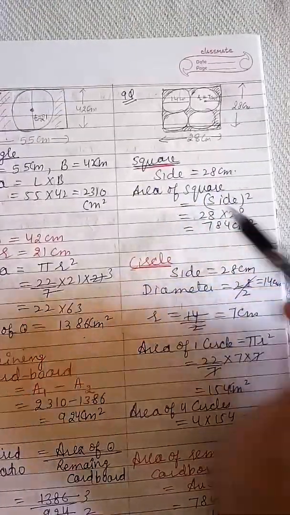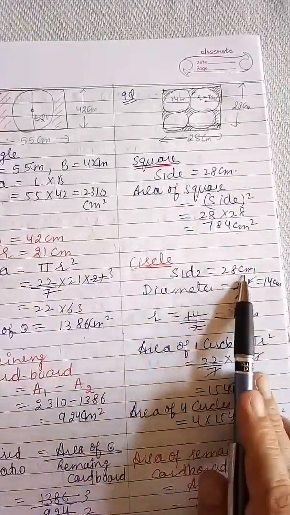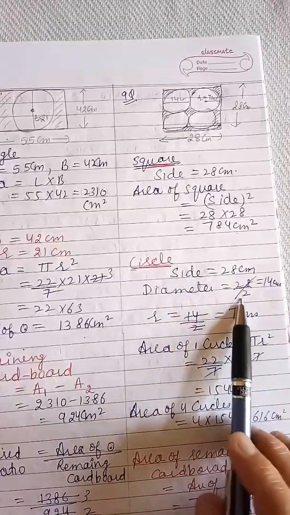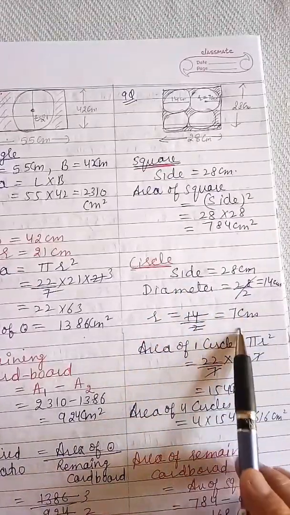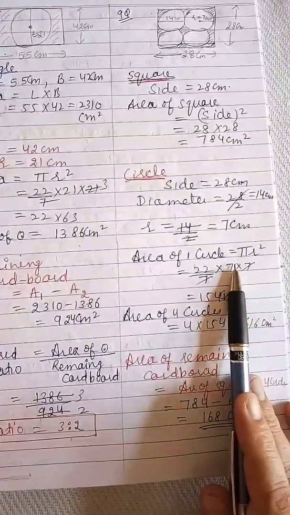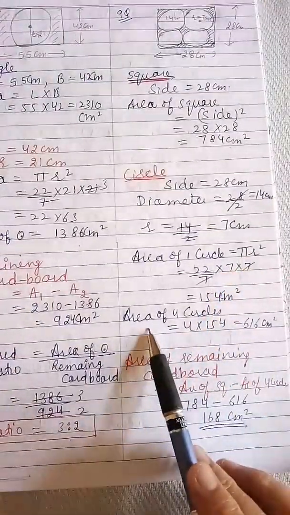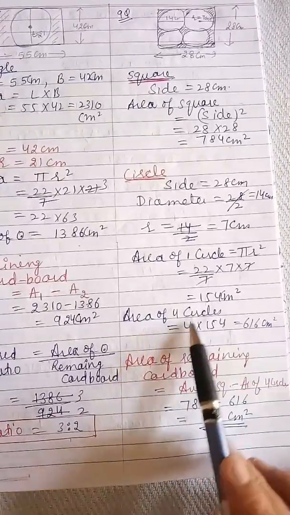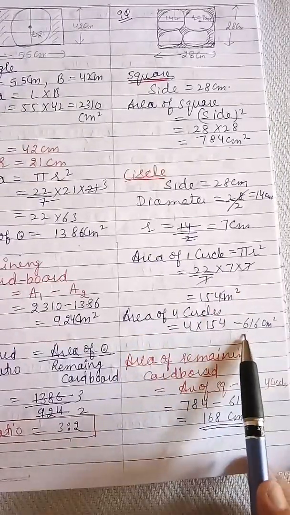Then what is the area of the square? 28 square we can calculate. Then the side will be 28. What is the diameter? 28 by 2, 14, and then we will calculate the radius, 7. So area of the first circle you can calculate, one circle you can calculate pi r square, and how many circles are there? 4. So area of 4 circles, 4 into area of one circle, it is this.